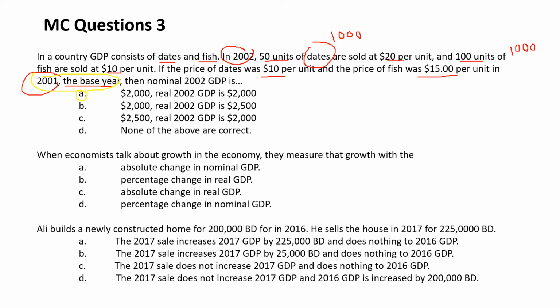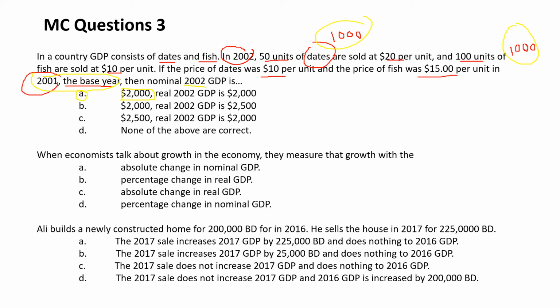The nominal GDP in 2002 equals $2,000 since it's measured in current price. So basically it's 1,000 worth of dates plus 1,000 worth of fish, so equal to 2,000. So this is our nominal GDP in 2002. Okay, since it's measured at the current price.